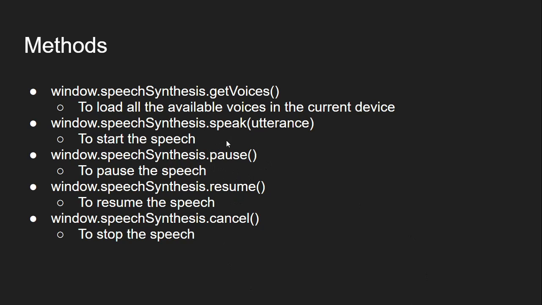The pause method is used to pause the speech. When it is called, the speech synthesis object is put into the paused status. The resume method is used to resume the speech. When it is called, this object is put into the non-paused status. The cancel method is used to stop the speech. When it is called, all the utterances in the utterance queue are cleared.